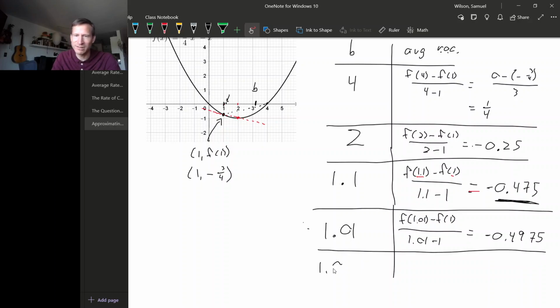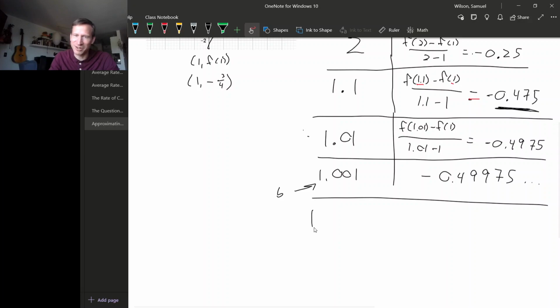But what about 1.001? You know, since we want to make this interval from 1 to b, our b value here, since we want to make that interval very small, well, real numbers can get very close together. So no matter what b value we've chosen, we can always make the interval smaller by choosing an even closer b value. So this time with 1.001, I get negative 0.49975 and change.